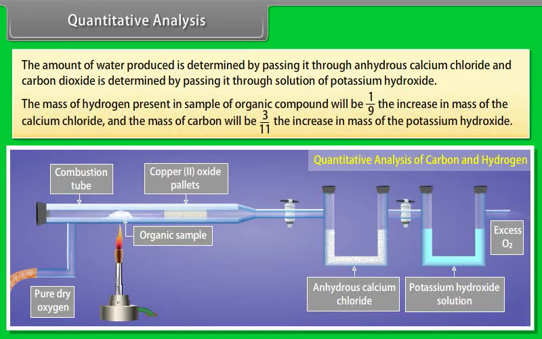The mass of hydrogen present in the sample of organic compound will be 1/9 of the increase in mass of the calcium chloride, and the mass of carbon will be 3/11 of the increase in mass of the potassium hydroxide.